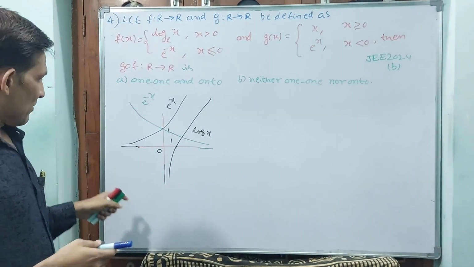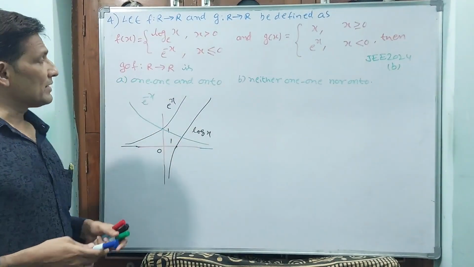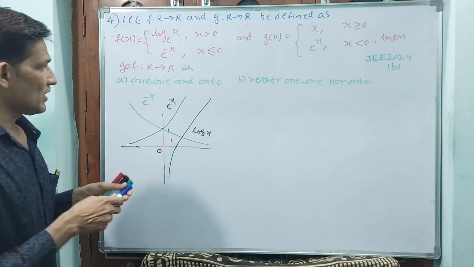Now we will go one by one. Why? Because we have been asked to draw a graph, and I will remove this. Here you have to take four things. See how I am taking this g of f.